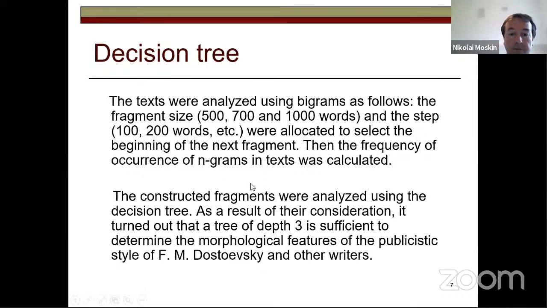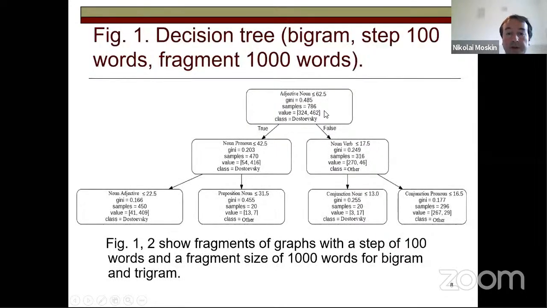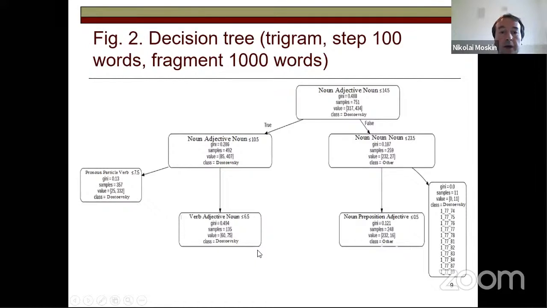It is very interesting. You can see a decision tree that was constructed with the help of bigrams. Step 100 words, fragment 1000 words. On this figure, you can see a decision tree for 3-grams. 3-grams, step 100 words, fragment 1000 words.